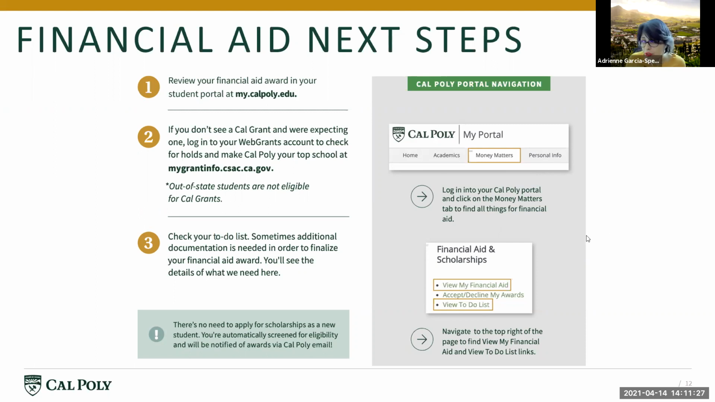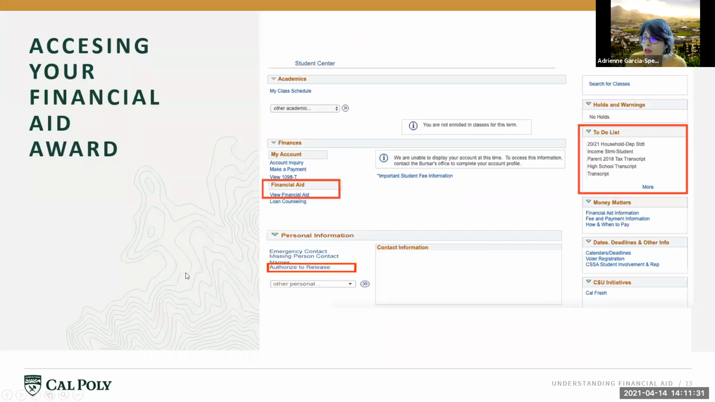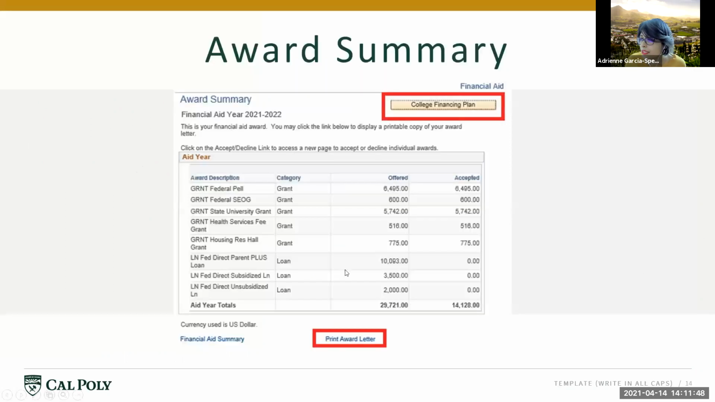So when you're in the portal, you're clicking on your Money Matters tab, you're clicking View My Financial Aid. You also might be accessing the Student Center at some point to view the financial aid. It's kind of similar. But after you click View My Financial Aid, you're going to click on 2022. That's the academic year we're in. And then I'm going to skip ahead, it'll show you your financial aid award. And you can also print a PDF of your award letter or view a PDF of your award letter here as well under the print award letter.